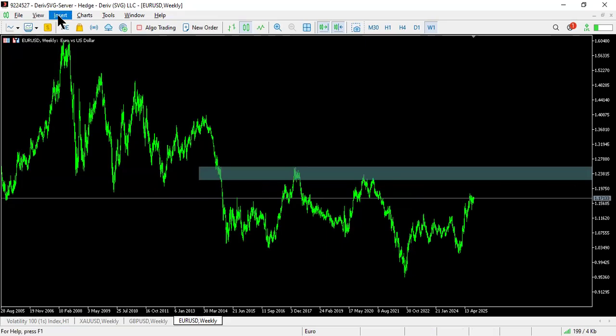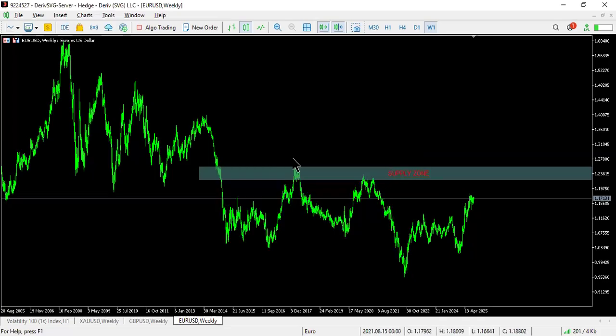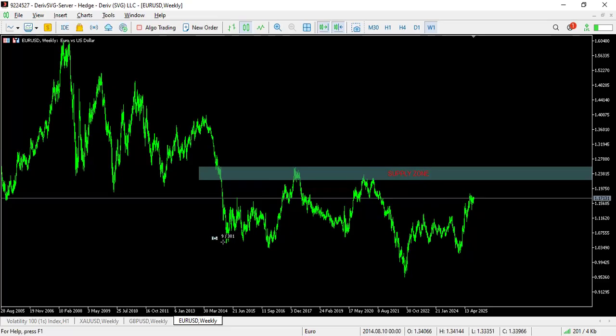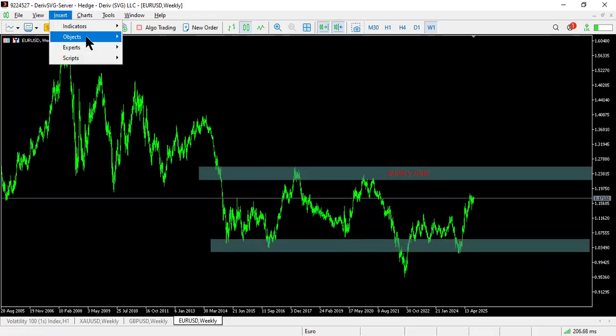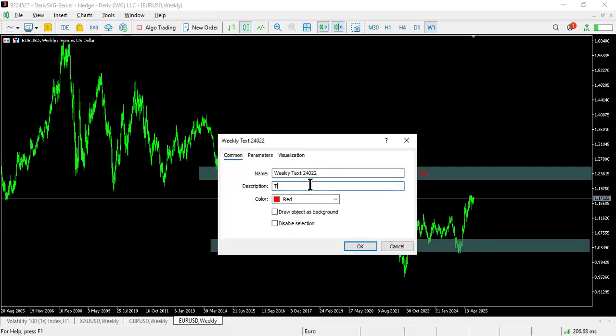So there, that is our supply zone. And then we have our demand zone right there. That is our demand zone. That is the demand zone. That is our demand zone.